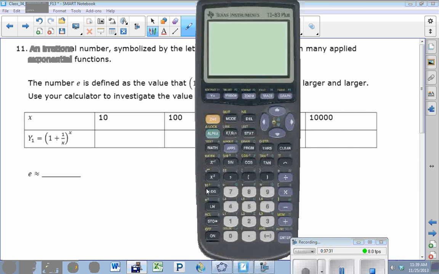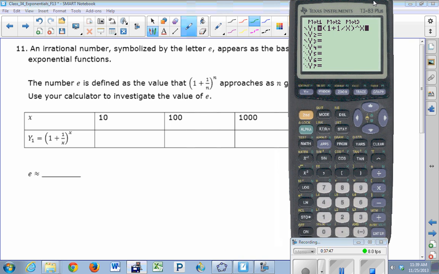So I turn my function on, I go to y equals, I clear everything out. So I'm going to use parentheses, 1 plus 1 divided by x, close my parentheses, then raise that whole thing to the x power. Okay, so before you do anything, folks, let's think about this for a second. If I put 10 in here for x, what am I going to get? 1 plus 1/10 raised to the 10th power. So that's 1.1 raised to the 10th power. Okay, let's just see what that is.